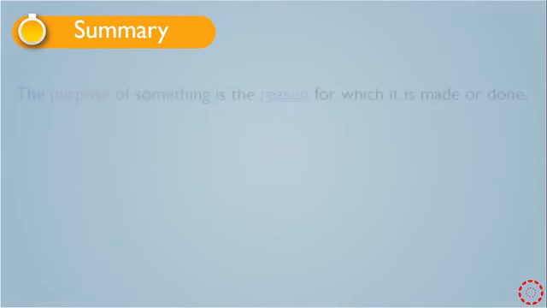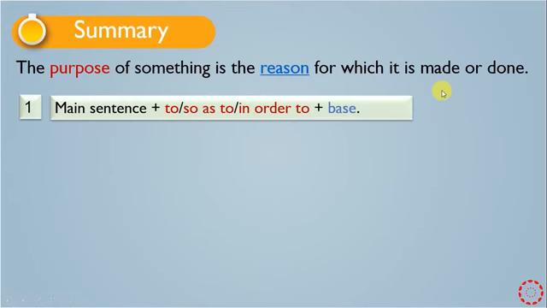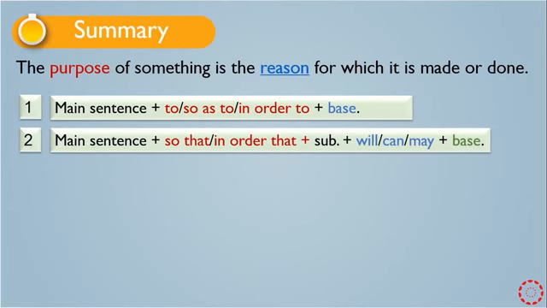The summary: the purpose of something is the reason for which it is made or done. We have these expressions to express purpose in the English language. The first group: to, so as to, and in order to, followed by a base. The second group: so that and in order that, followed by the subject, will, can or may, and then the base.